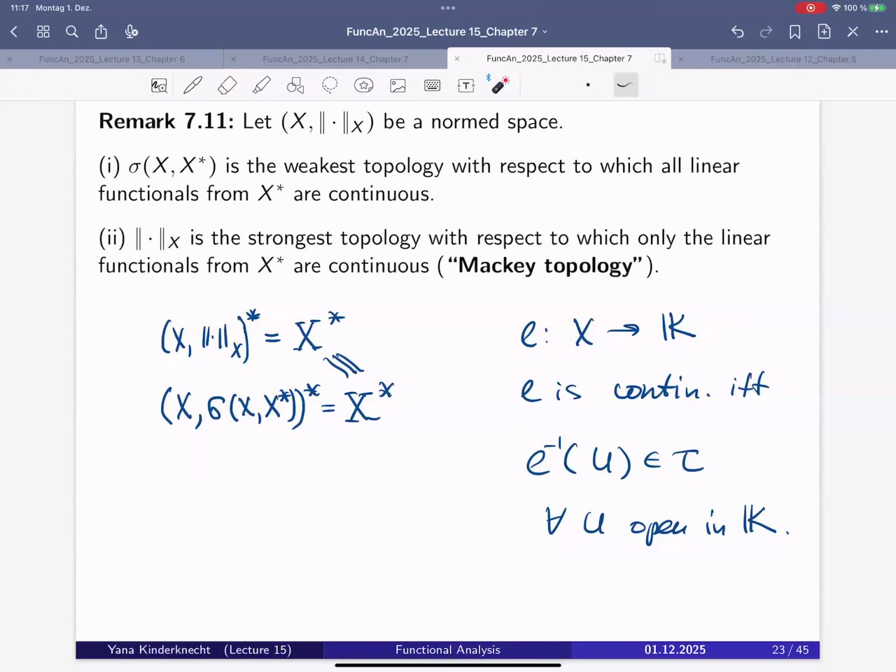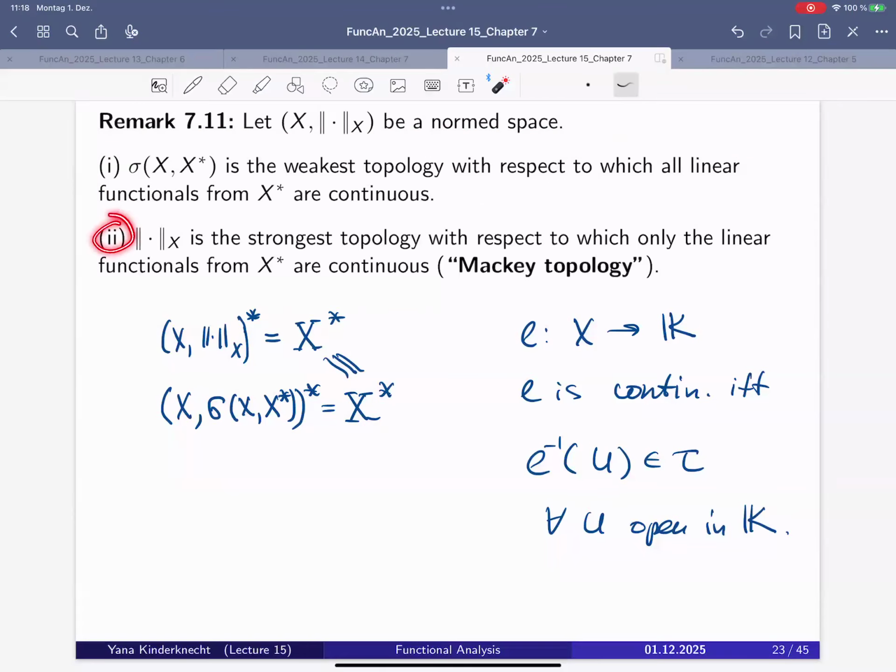Now the statement of this remark is that this topology is the weakest among all possible, the weakest topology such that the topological dual remains the same. So if we make this topology weaker, then the topological dual will be something smaller, not the same. This is this statement.